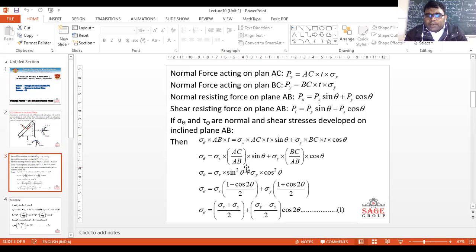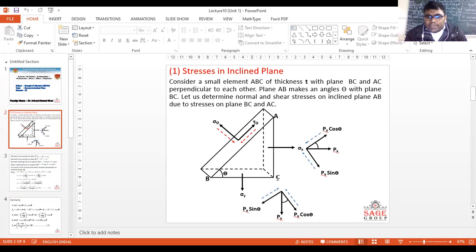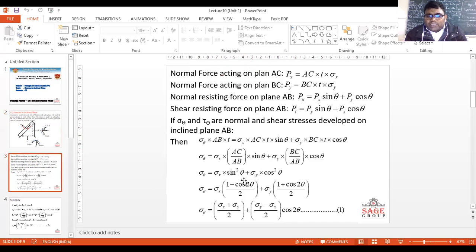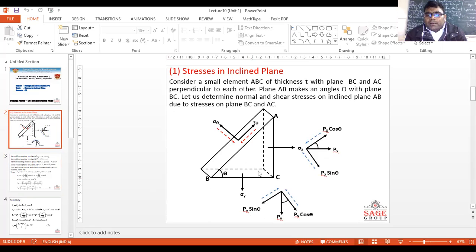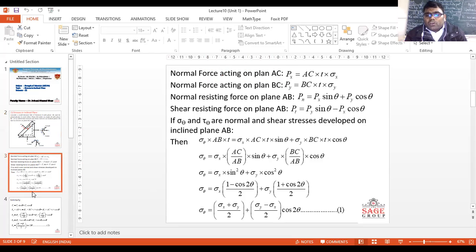AC upon AB, if it is a right angle triangle, is called sine theta. That's why it is written sine square theta. And BC upon AB, base upon hypotenuse, is called cos. So it becomes cos square theta.